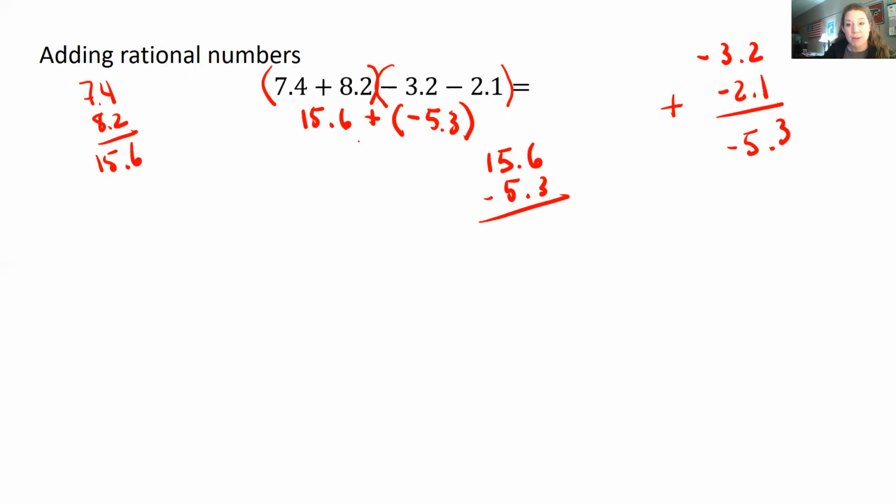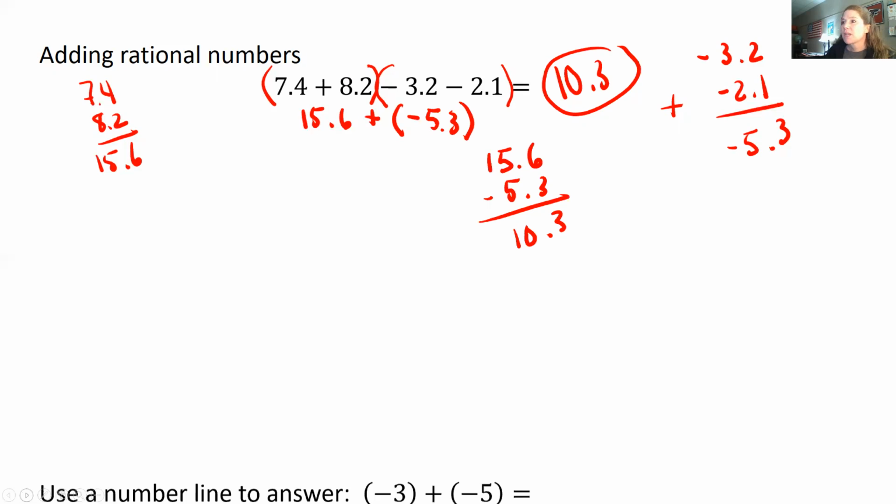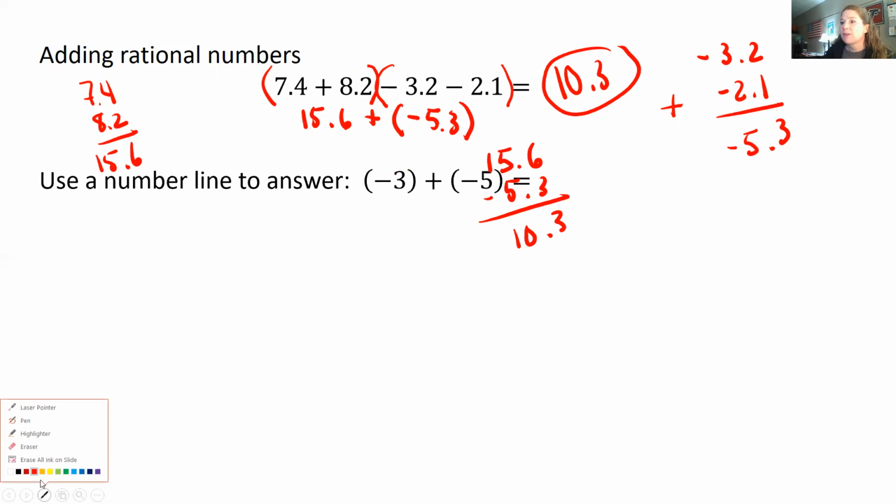Well, the bigger digit's positive. So 6 minus 3 is 3. Bring down the decimal. 15 minus 5 is 10. So the final answer is positive 10.3. Positive 10.3. Okie doke. All right, so let me get rid of all that stuff.